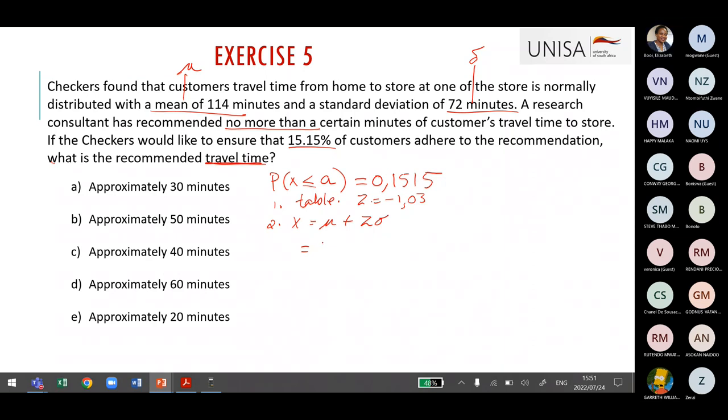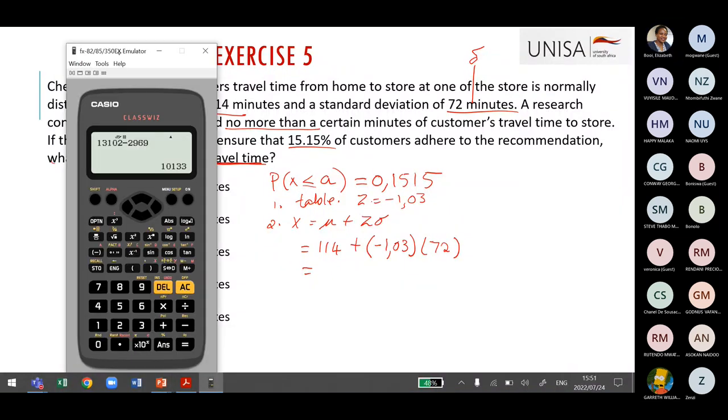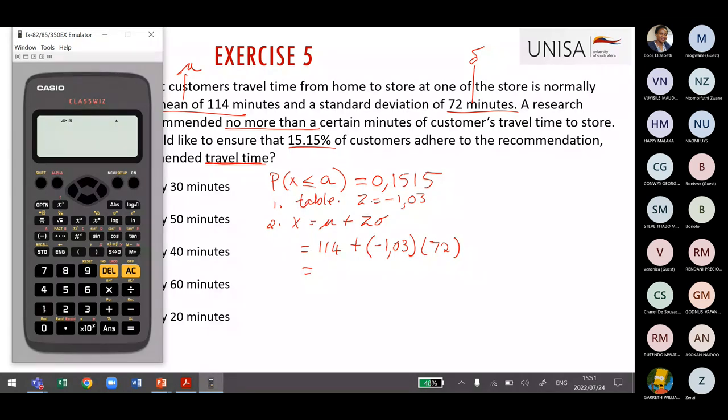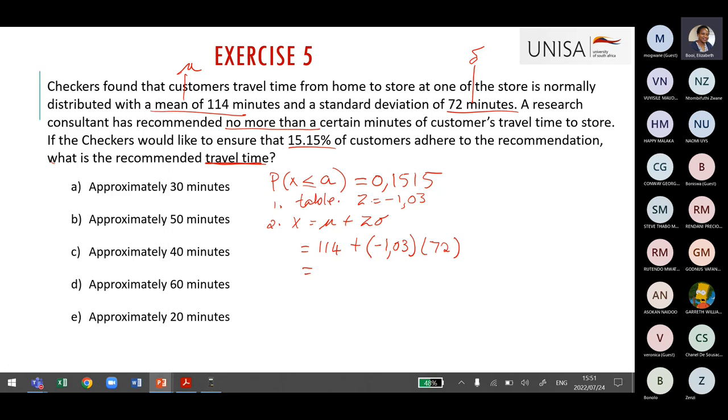Then we substitute into the formula. What was our mean? 114. What is our Z? In brackets, minus 1.03. What is our standard deviation? 72. Calculate and let me know how much you get. I think it's 34.84. Yeah, 39.84 is the answer.